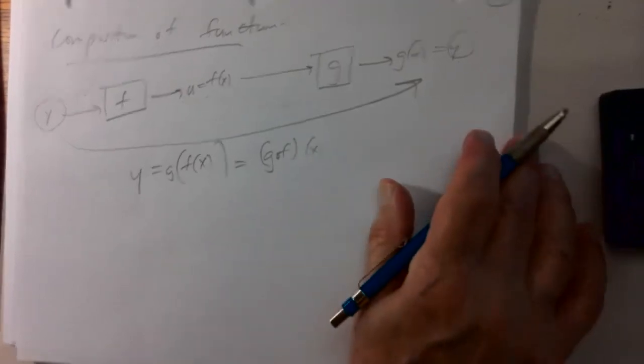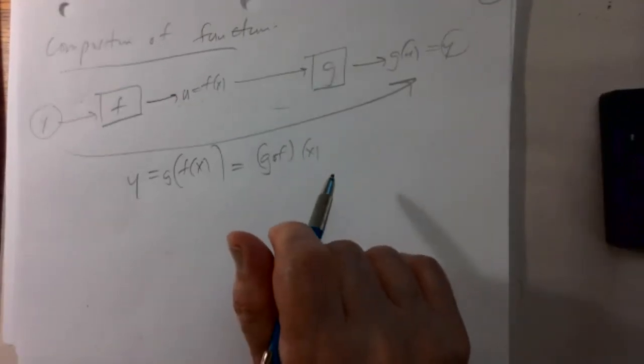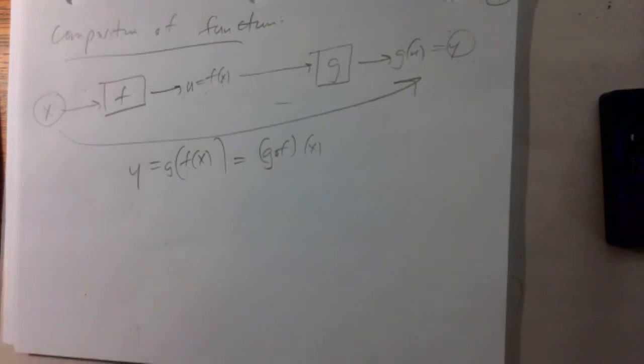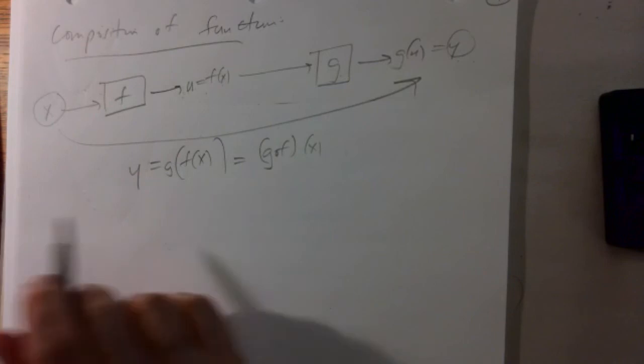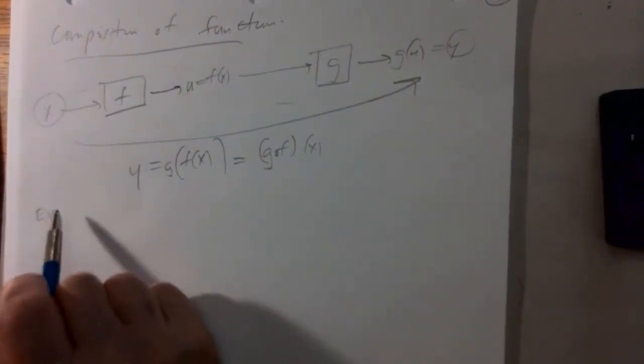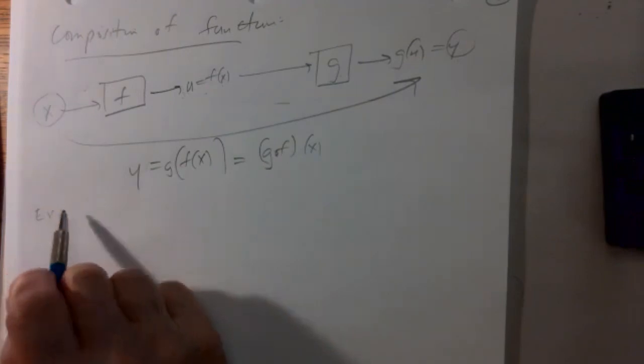And this is really extremely important because most functions in calculus arise as compositions of much simpler functions. So what's an example? Let's look at some examples that are in the text so you can follow this at home yourself if you like.